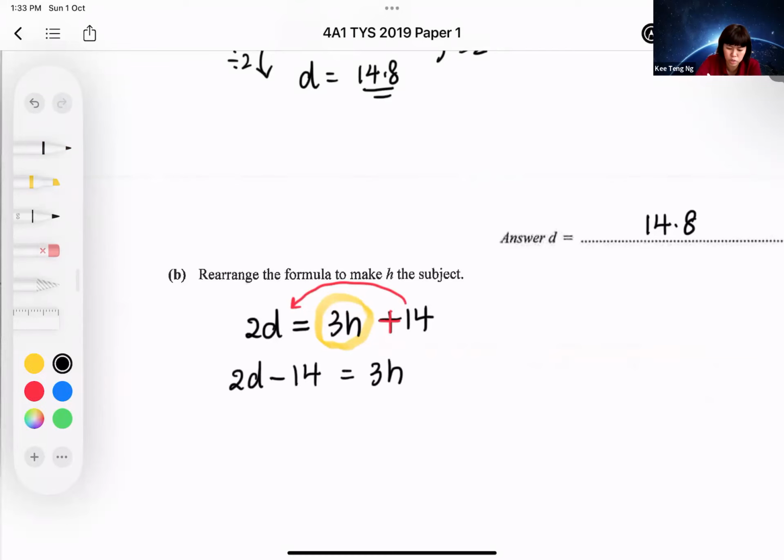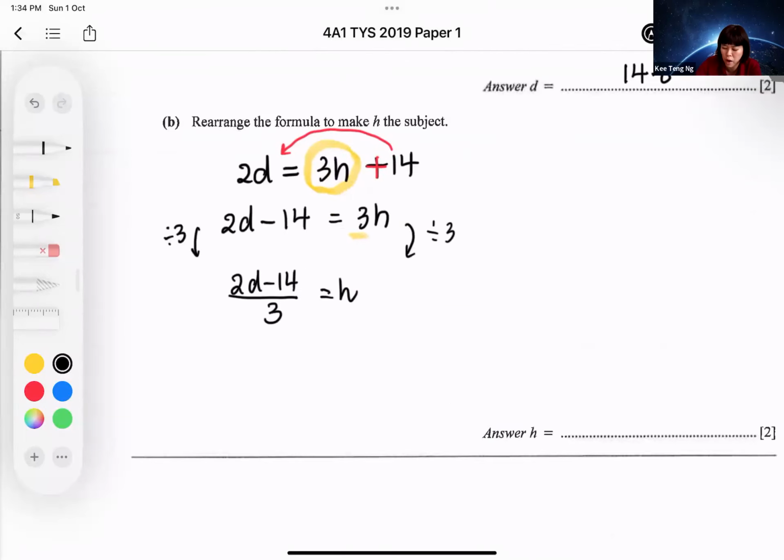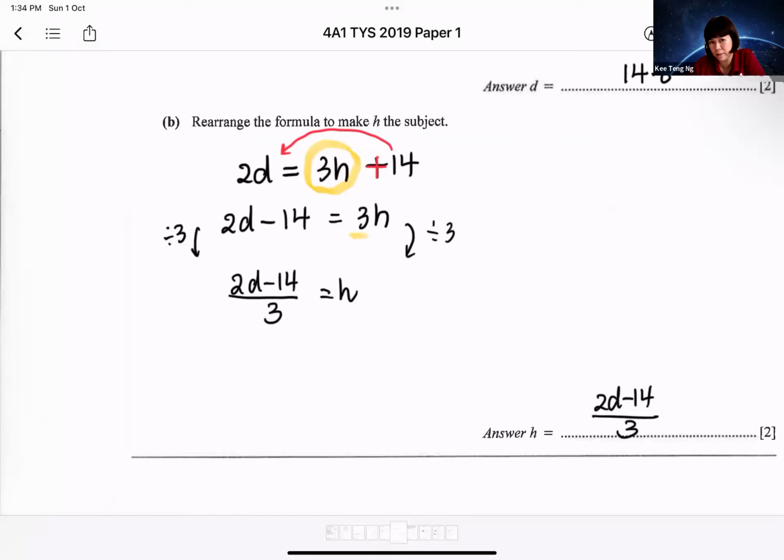Now I don't want this 3 over here, so I should divide everything by 3. So how do we write divide by 3? We write the whole thing over 3. Then get your answer. Rearrange, make H in front, then 2D minus 14 over 3 is at the back. Check that for this, all the numbers are integers, whole numbers. A fraction cannot have decimal places. So this one will be the answer.